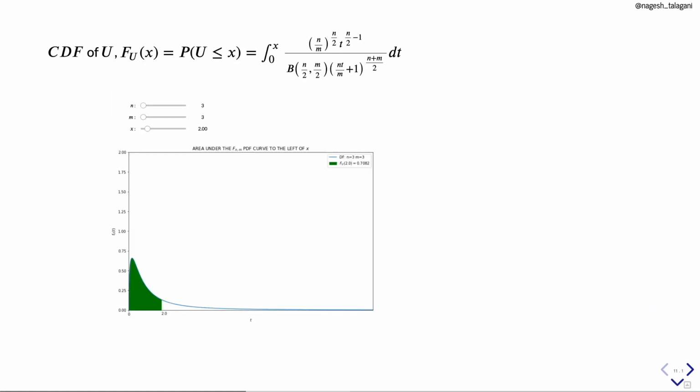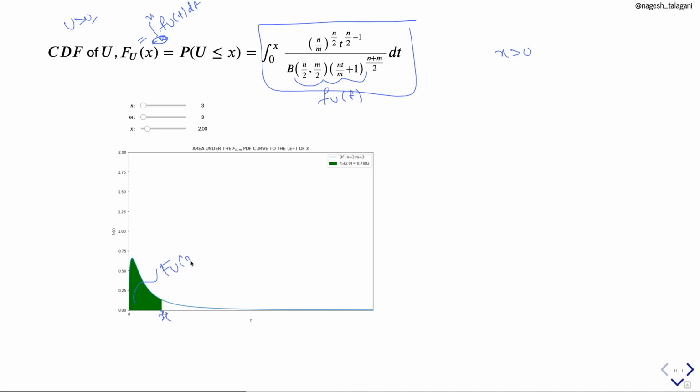Now, the CDF of u at x is going to be the integral from minus infinity to x of small f_U(t) dt, where small f_U is the PDF of u. Since u is a positive random variable, it's enough to integrate from 0 to x, for x positive. This integral value is the area under the PDF curve from 0 to x. For example, if this location is x, then the area of this green shaded region is capital F_U(x), the CDF value of u at x.